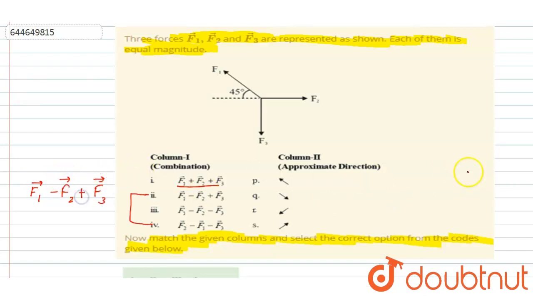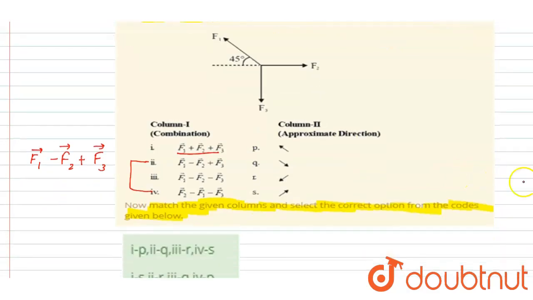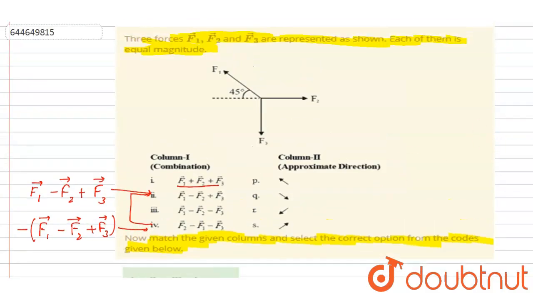If you put a negative sign in front of the second vector, you will get the fourth option. So if I put a negative sign here, it is minus F1 minus F3 and plus F2. So this is the fourth. So basically second and fourth are opposite vectors, right? Anti-parallel vectors, right? So these two are anti-parallel vectors. So let's start with the first.